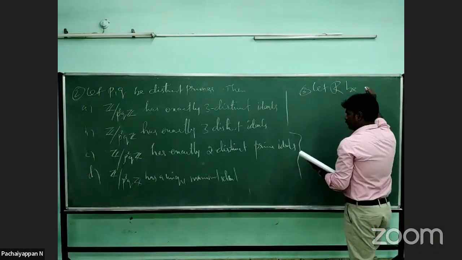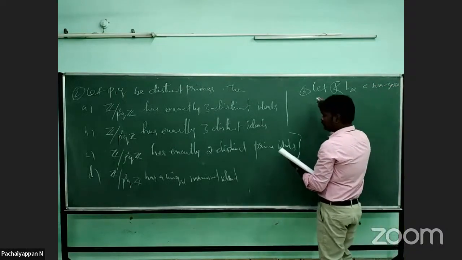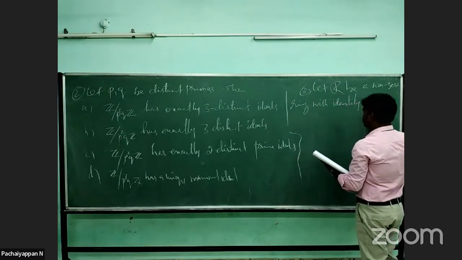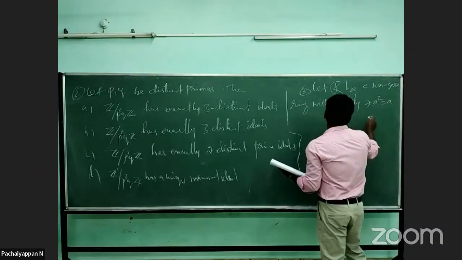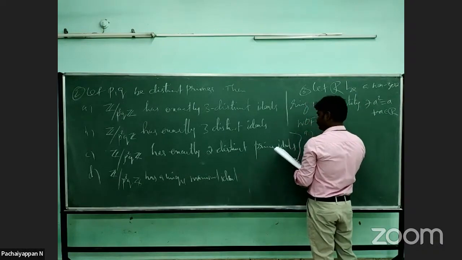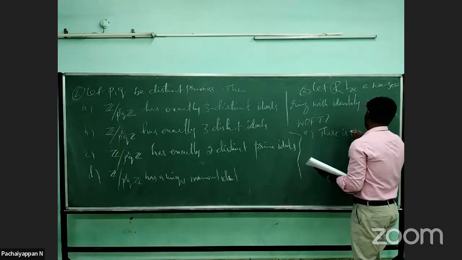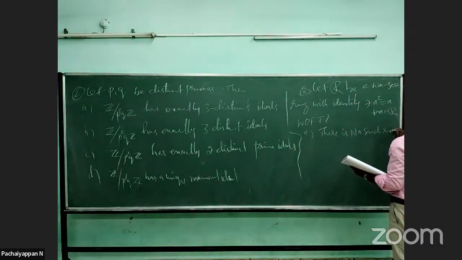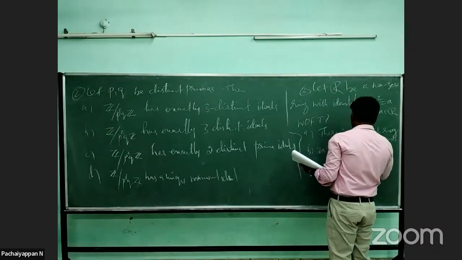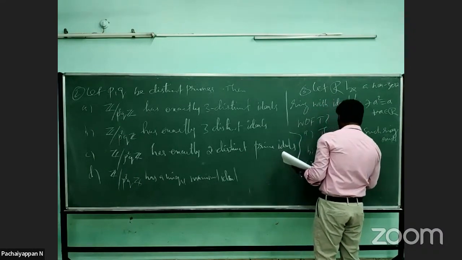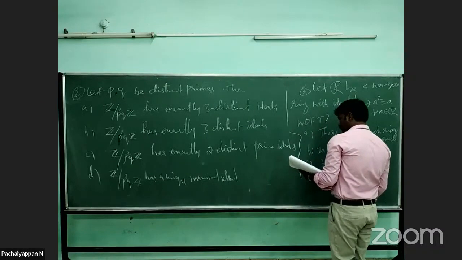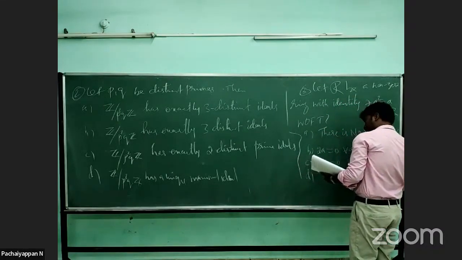Let R be a non-zero ring with identity such that A square equals A for all A in the ring R. Which of the following are true? Option A: there is no such ring. Option B: such a ring exists. Option C: 2A equals 0 for all A in the ring. Option D: 3A equals 0 for all A in the ring. Option E: Z mod 2Z is a subring of R.